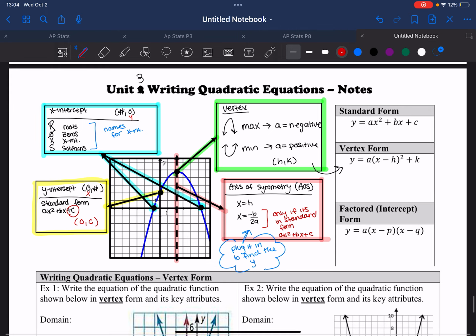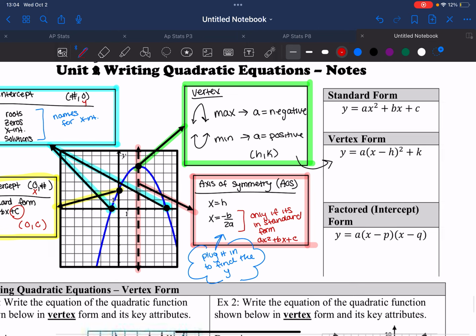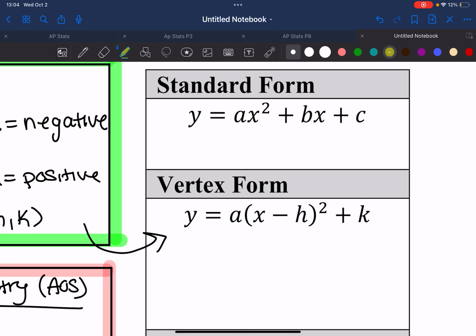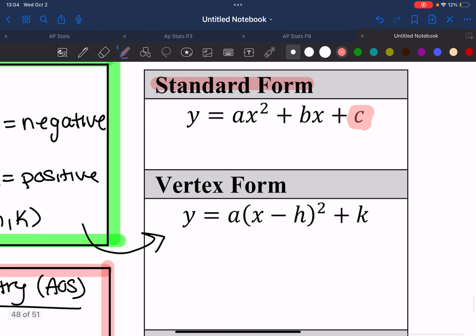Now let's look at the different types of forms that our quadratic equation can be in. First, we have standard form. Standard form is y equals ax squared plus bx plus c, where a, b, and c are all numbers. Again, I'm going to point out that the c value is the y-intercept, labeled as (0, c).